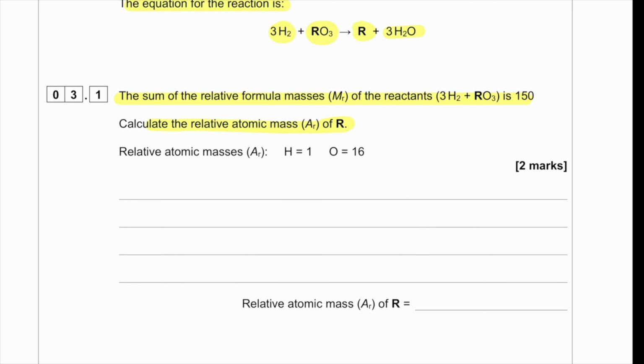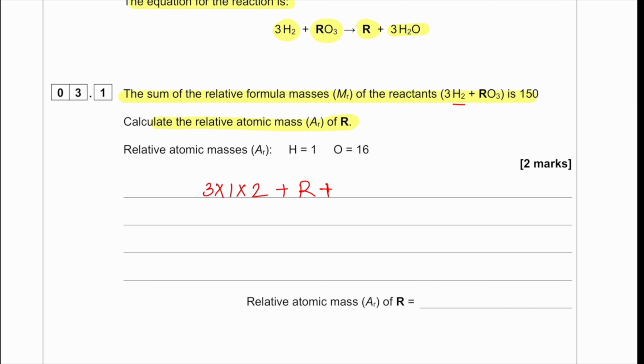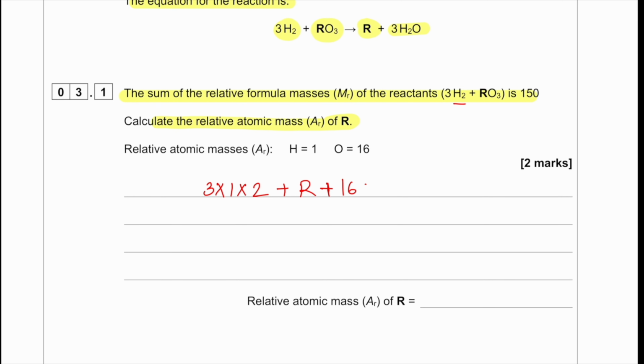To calculate the Ar of R, we will first of all multiply 3 times hydrogen. Each hydrogen is 1, but there are 2 hydrogens, so we'll multiply that by 2. We don't know the Ar of R, but we know the relative atomic mass of oxygen. So that will be 16 times 3. So this equals 150. Now we're going to make R the subject, and take all of these to the other side. So 150 minus 48 minus 6. So this gives us 96.